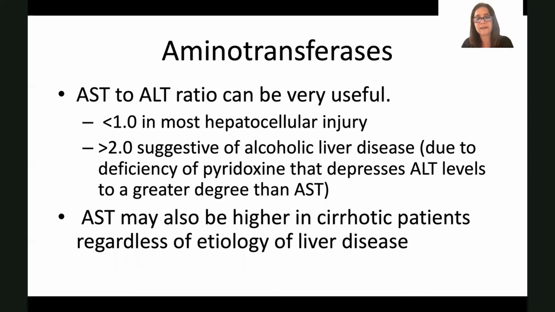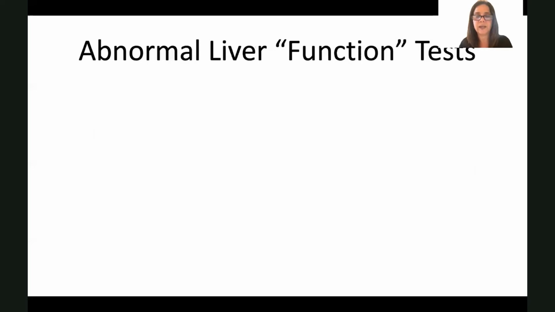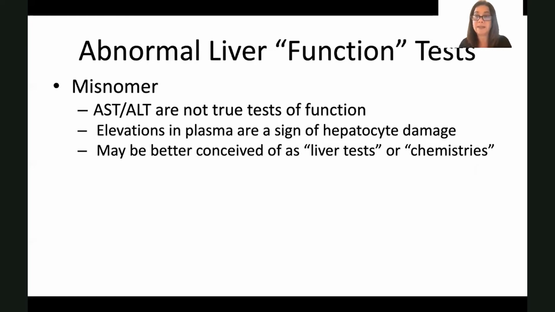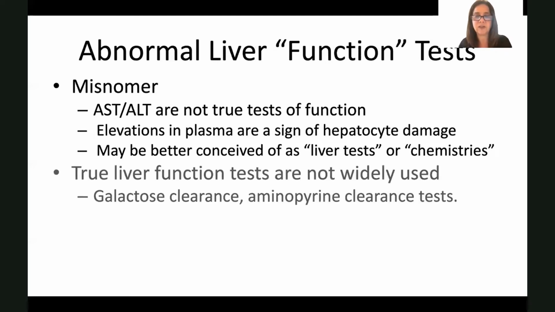And then AST is always going to be higher in cirrhotic patients, regardless of the etiology of liver disease. So looking at those numbers in relation to each other does give you a hint as to what's going on. We call them liver function tests, but that's really a misnomer. They are not true tests of function. They're just telling you that the hepatocytes have been damaged.